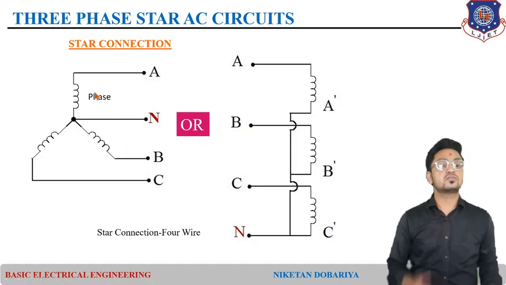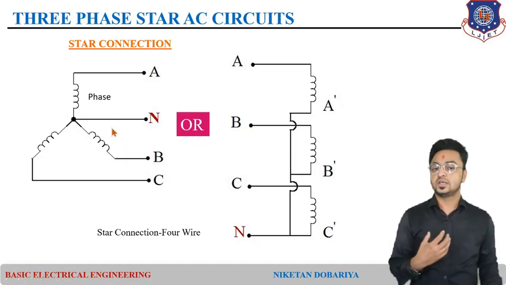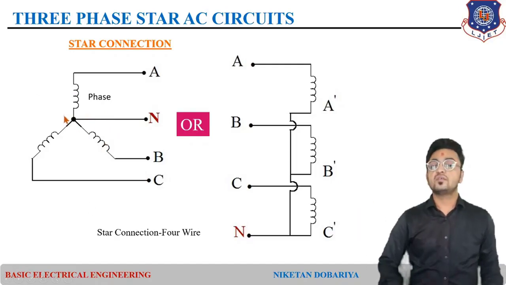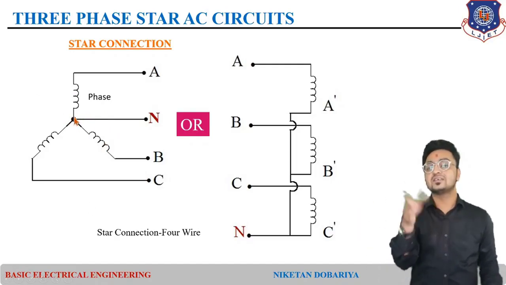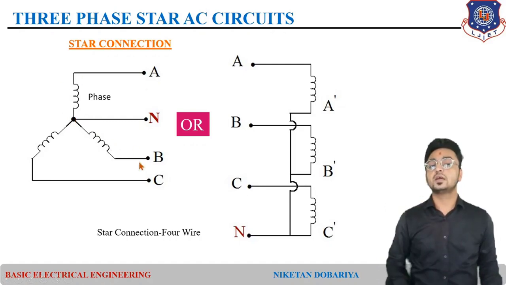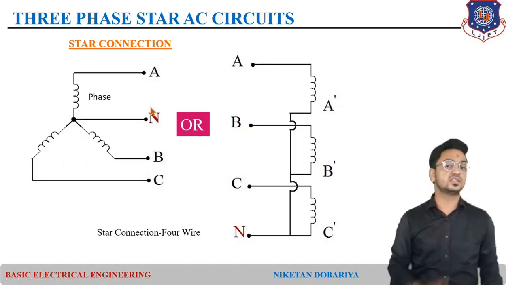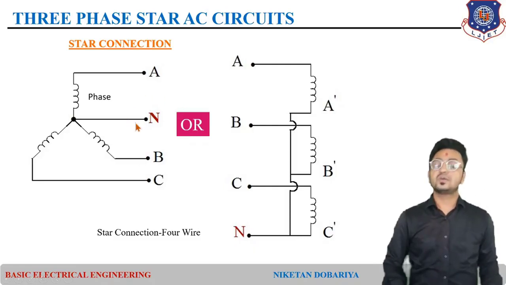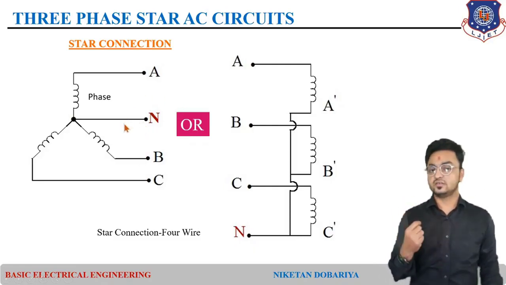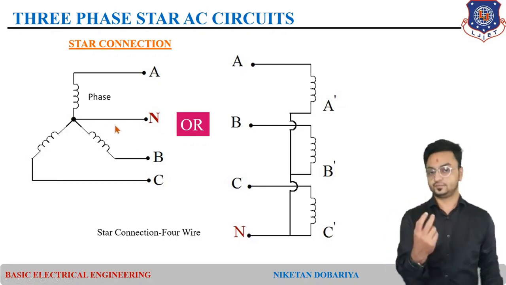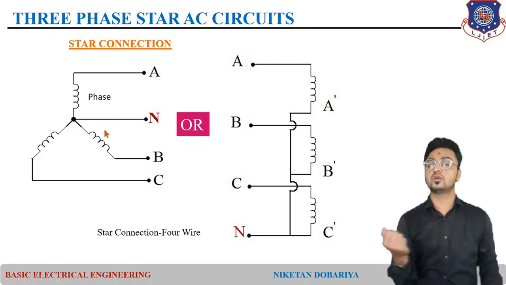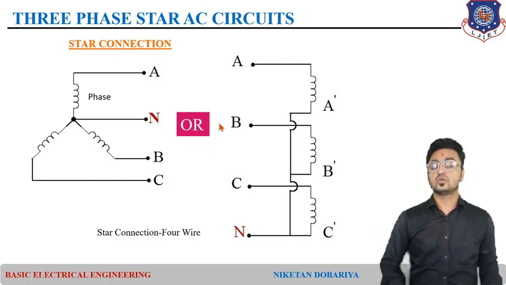And as shown in this diagram, these sources are connected in the form of a star connection. Here we have one common point and three remaining terminals, A, B and C, separated over here, by which we can provide supply to any three-phase load. And as I mentioned, in some cases we also use this fourth terminal as a neutral terminal, neutral wire. So the same is shown over here.